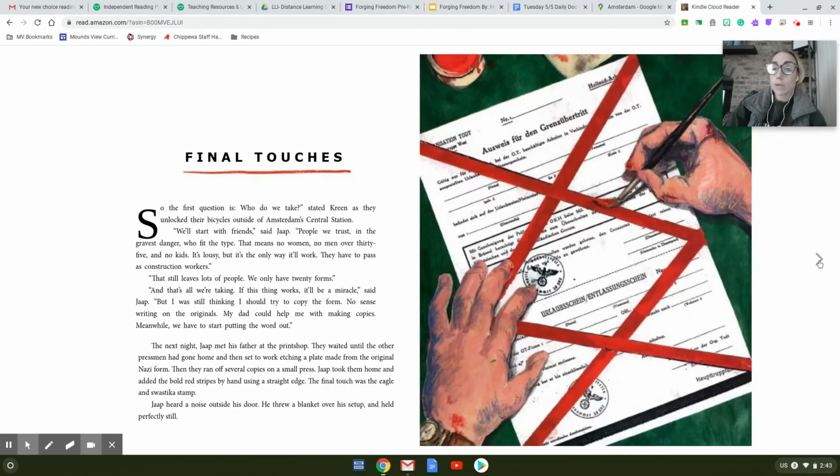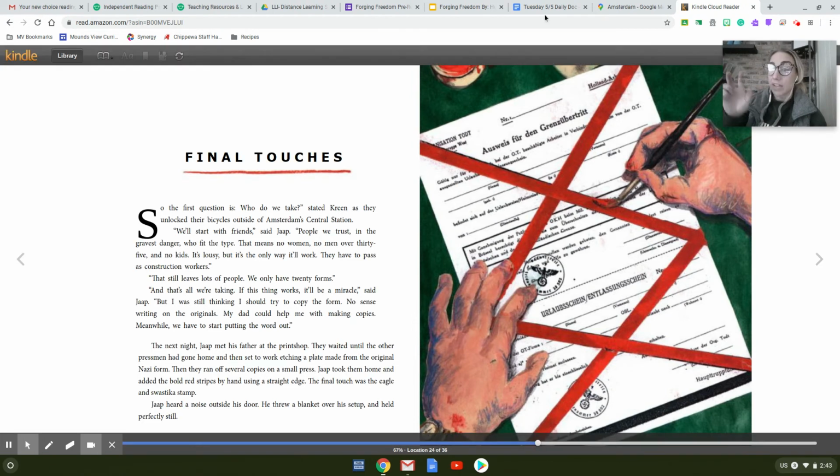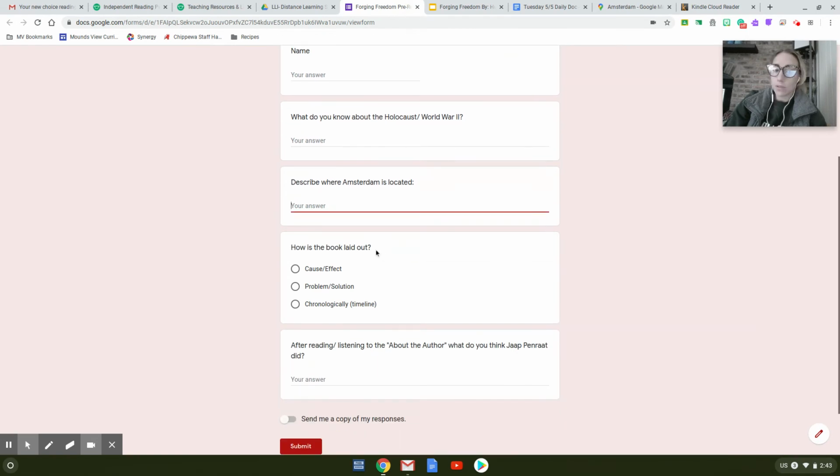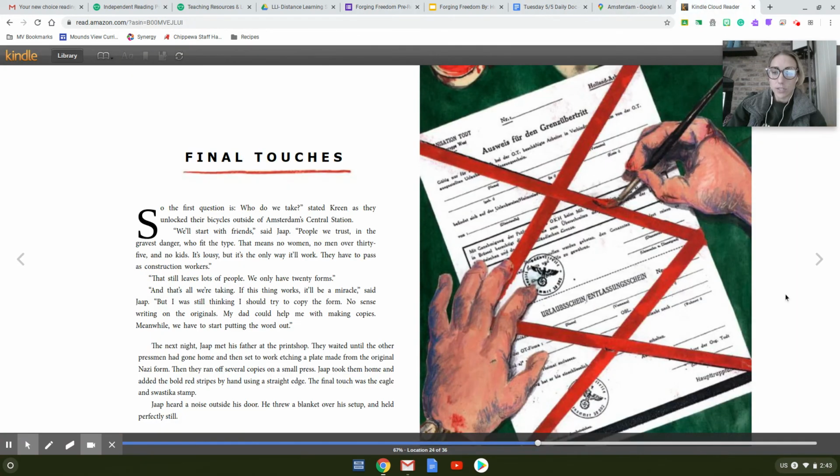Okay, so that's what we call chronological. Okay, so it starts at the beginning of a time period and ends at the latest period. Okay, so that would be chronological order, or kind of like a timeline is how this book is set up. So go ahead and answer, how is the book laid out? Cause and effect, problem solution, or chronologically, which means in the order of time. Okay, so go ahead and answer that one. All right, and now I'm gonna read the about the author to you.